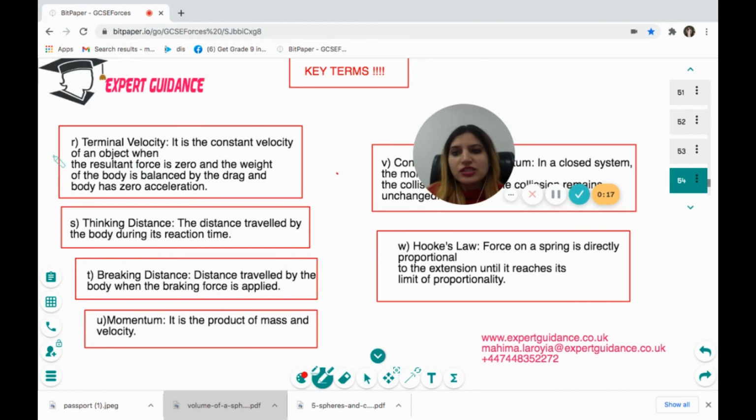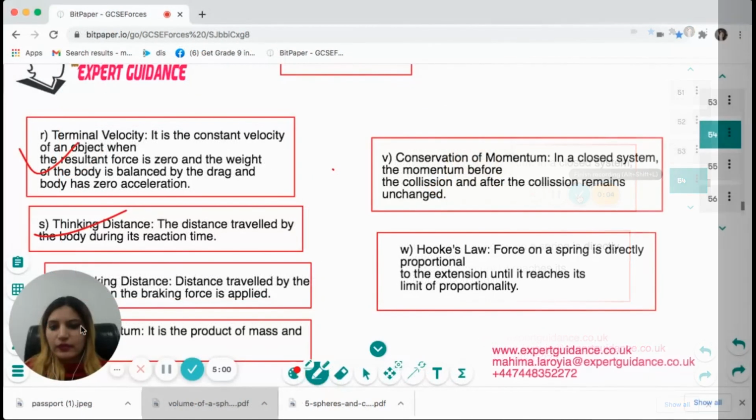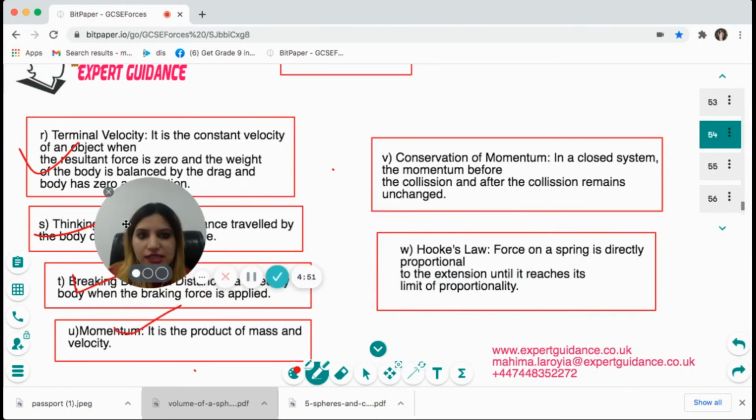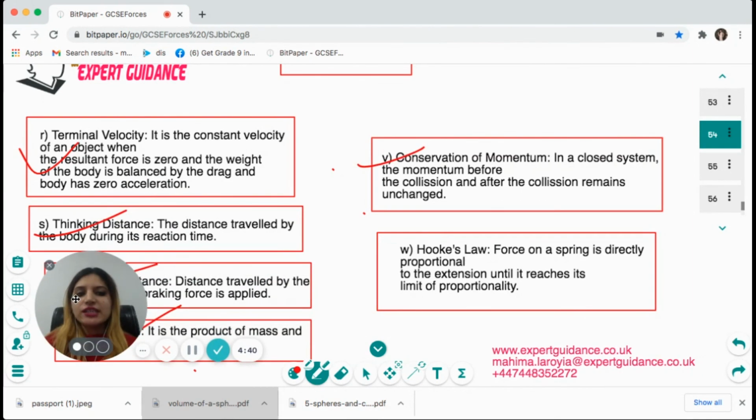Terminal velocity is the constant velocity of an object when the resultant force is zero and the weight of the body is balanced by the drag, so the body has zero acceleration. Thinking distance is the distance traveled by the body during its reaction time. Now, the braking distance is the distance traveled by the body when the brake force is applied. Momentum is the product of mass and velocity. We did conservation of momentum, which states that in a closed system, the momentum before the collision and after the collision remains unchanged. And we did Hooke's law, where force on a spring is directly proportional to the extension until it reaches the limit of proportionality.